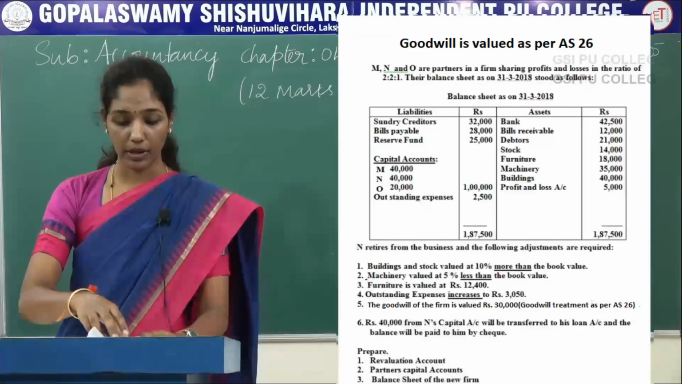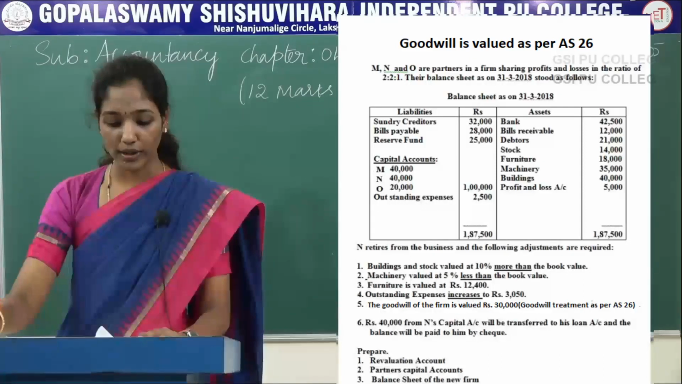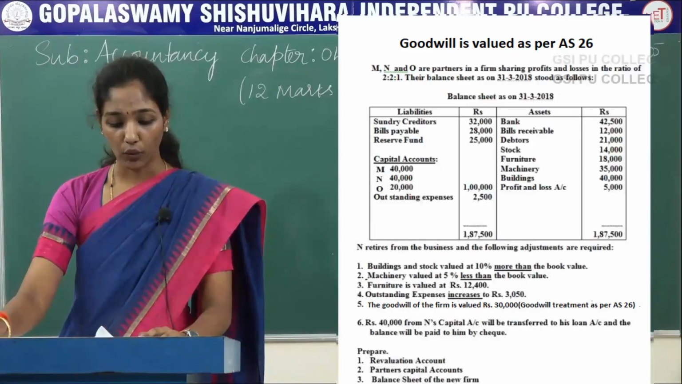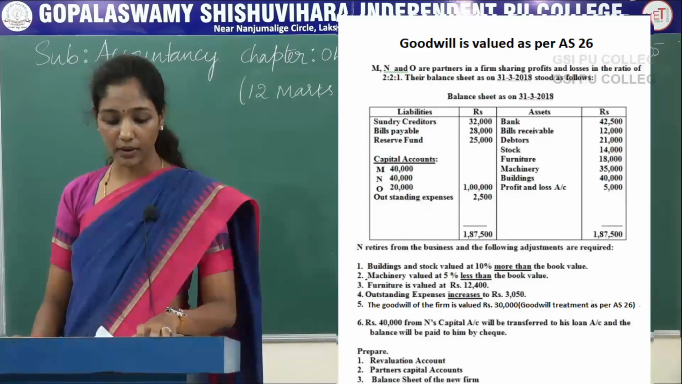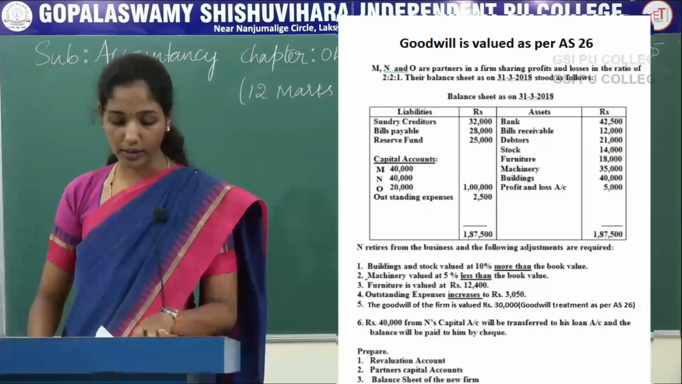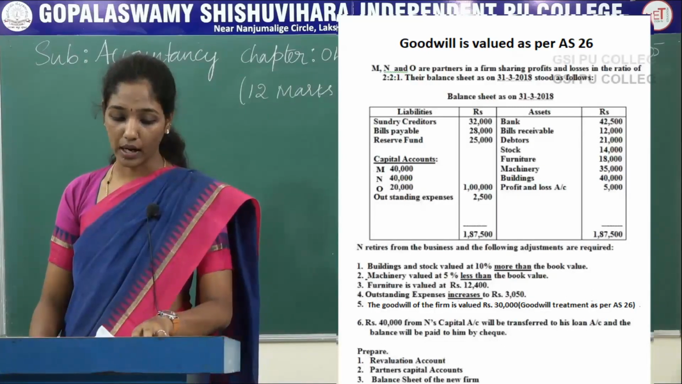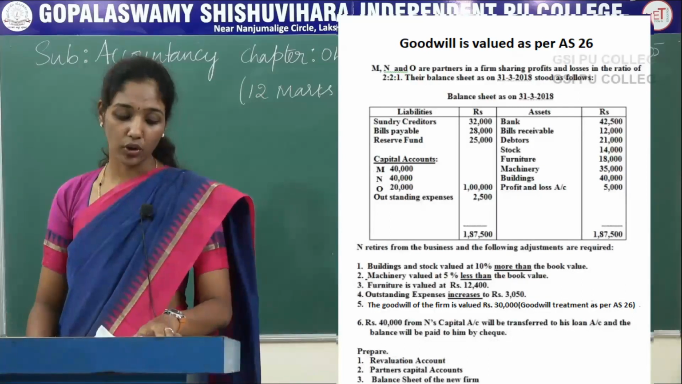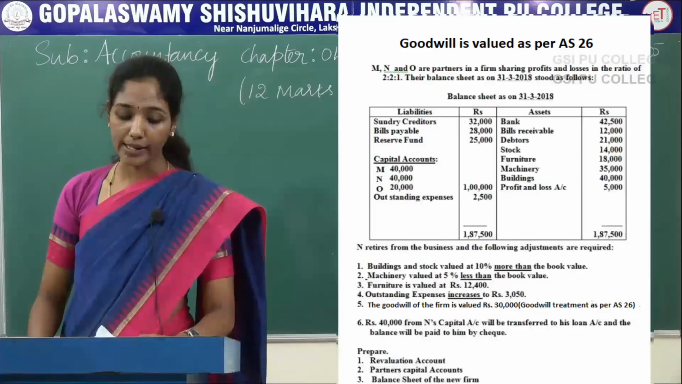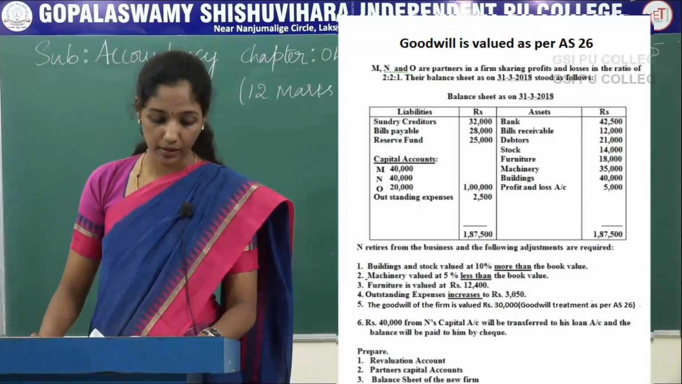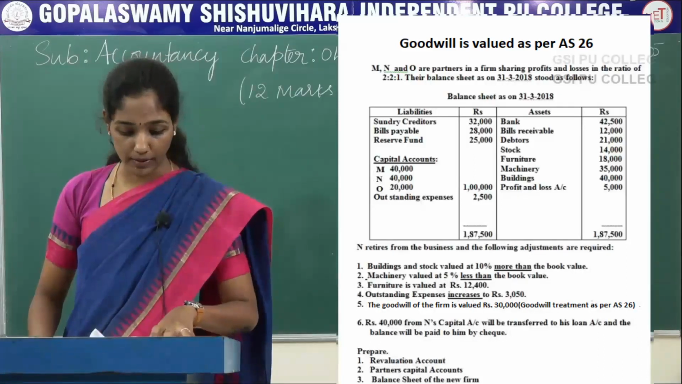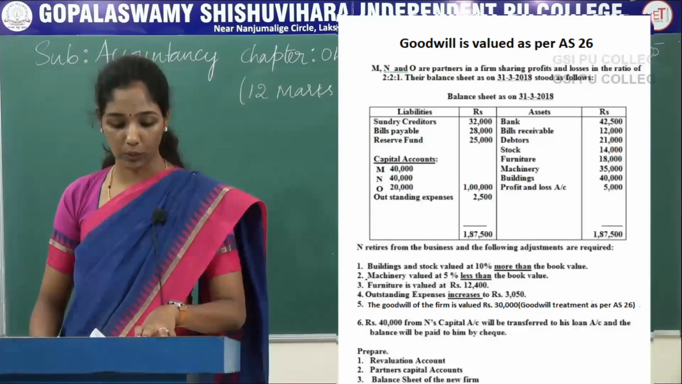42,500, bills receivable 12,000, debtors 21,000, stock 14,000, furniture 18,000, machinery 35,000, building 40,000, profit and loss account 5,000. And the total of balance sheet is 1,87,500. And they also give an adjustment. N retires from the business and the following adjustments are required.